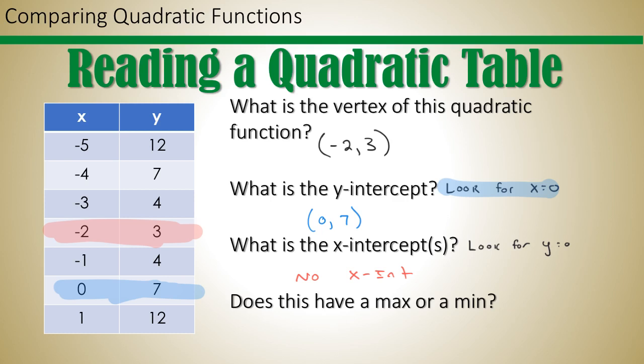And then does this have a max or a min? Since our vertex is at 3 and it's going up on each side, this is the minimum value, okay? So this is going to have a minimum, and that minimum is the vertex, which is 3.